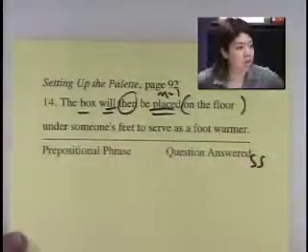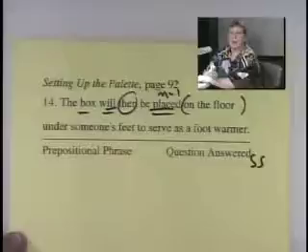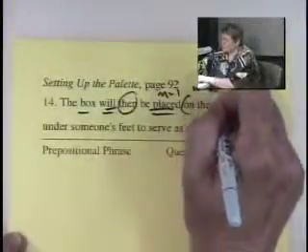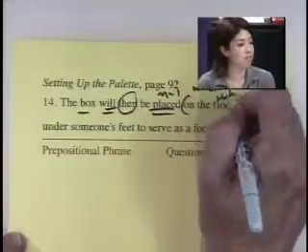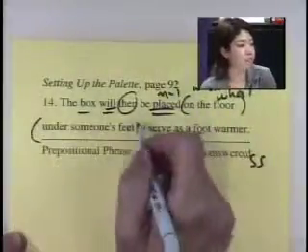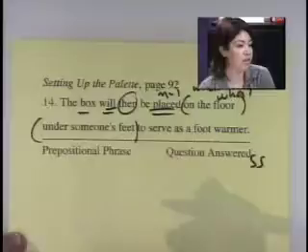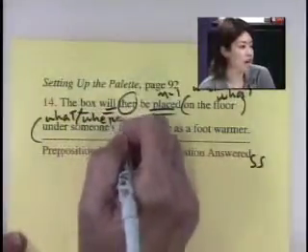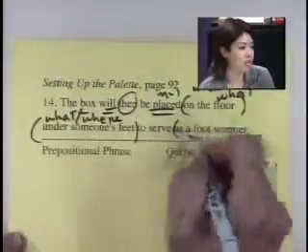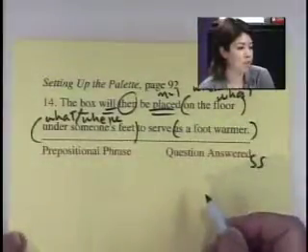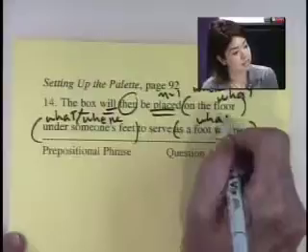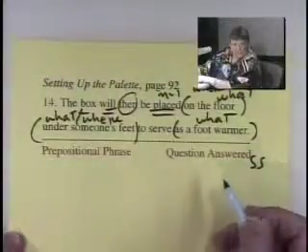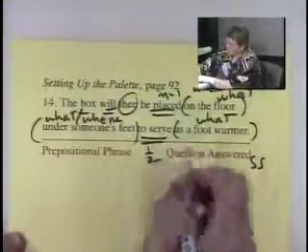The box will then be placed on the floor. On the floor answers where or what. So this could be a where or a what. Now what? Under someone's feet can be what or where. Then what? As a foot warmer. And as a foot warmer is going to be what. Anything else? No, because to serve is another one of those half verbs.